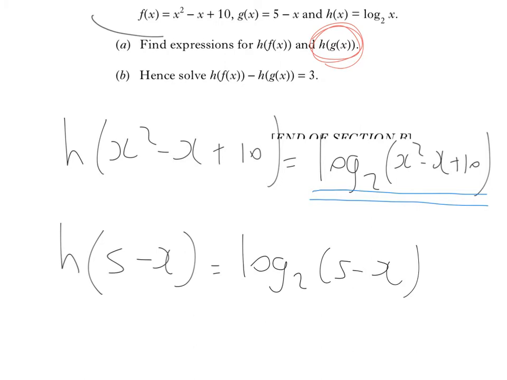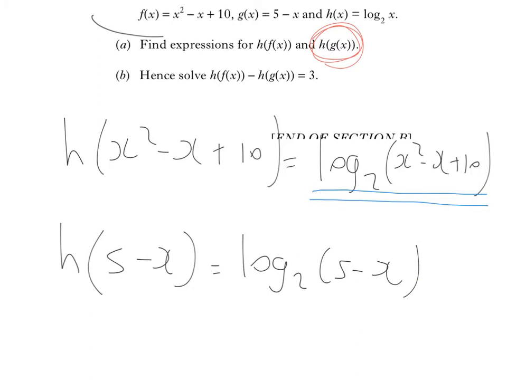Okay, so part B then says hence solve h of f of x minus h of g of x is equal to 3. So that's basically this bit, log to the base 2 of x squared minus x plus 10 minus log to the base 2 of 5 minus x is equal to 3.